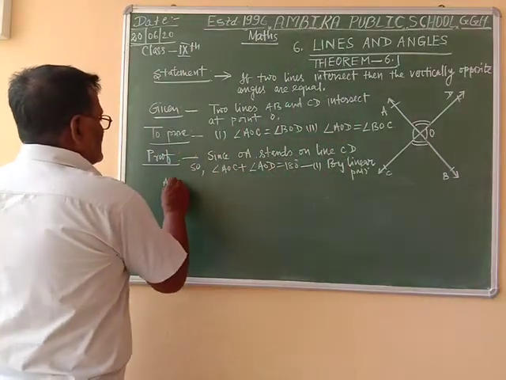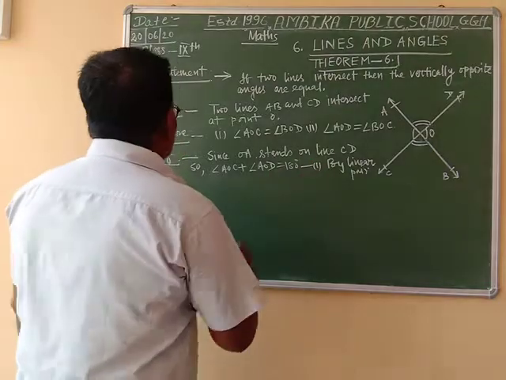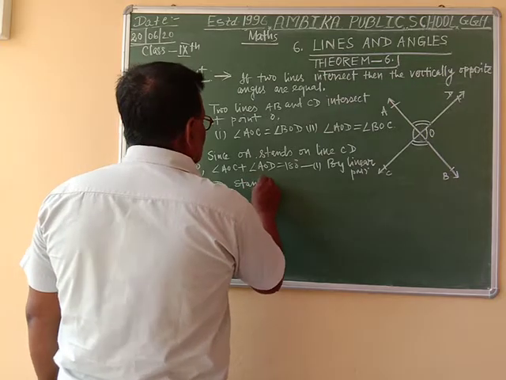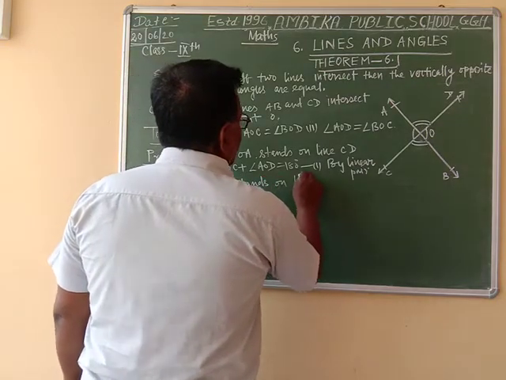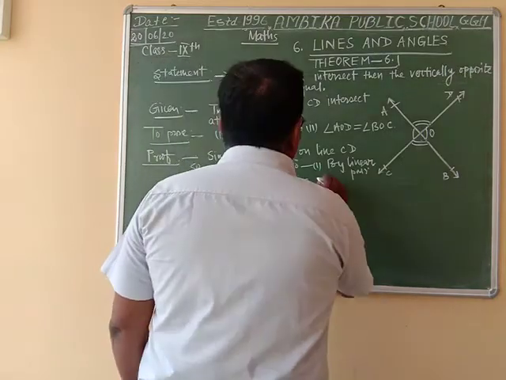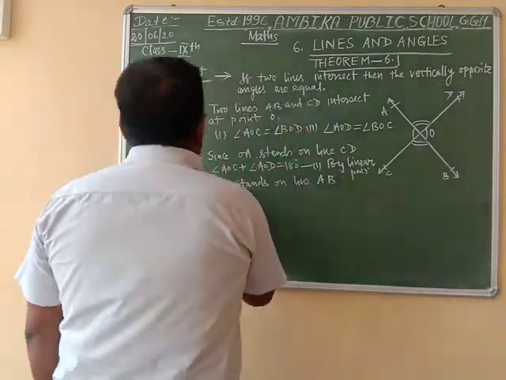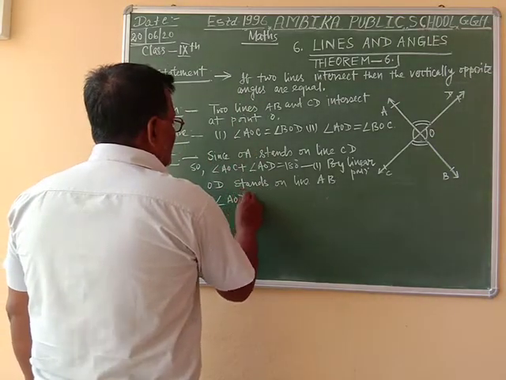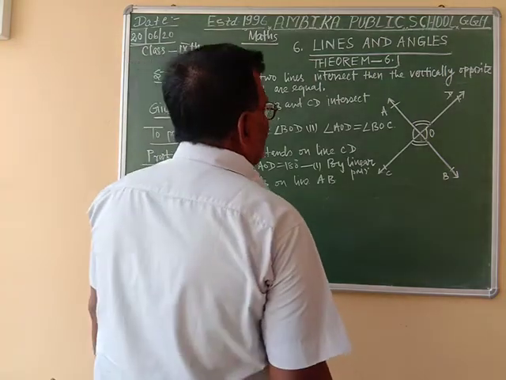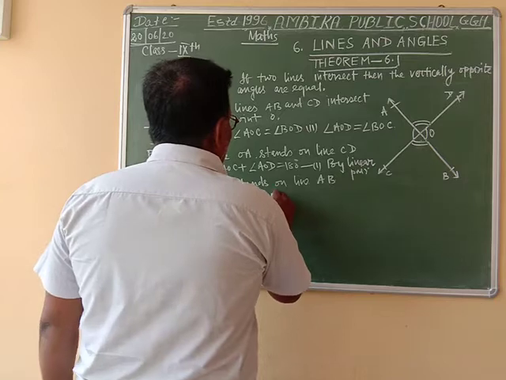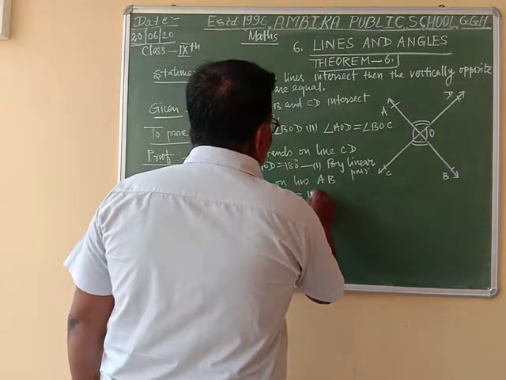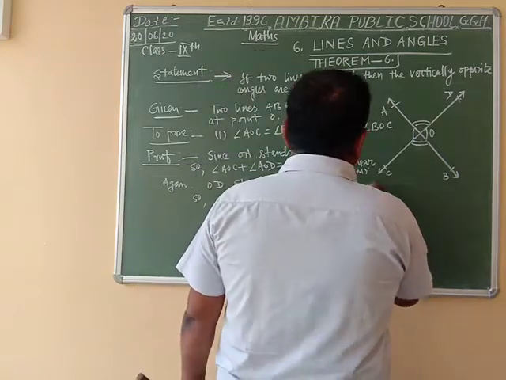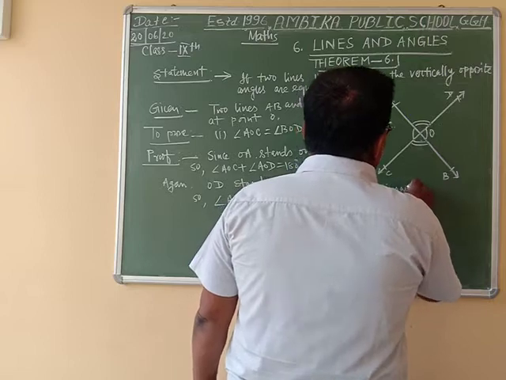Again, पुनः OD stands on line AB, so therefore angle AOD plus BOD is equal to 180 degrees. Equation number 2. Reason is that by linear pair.